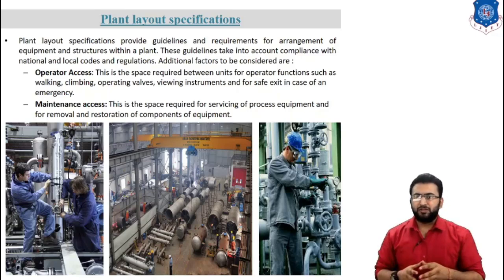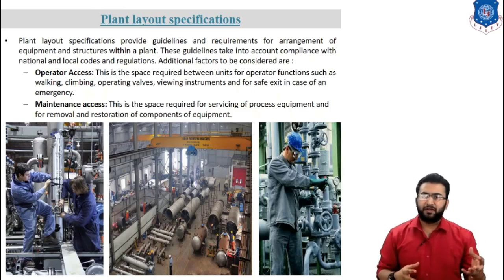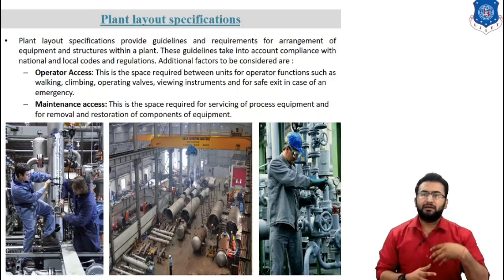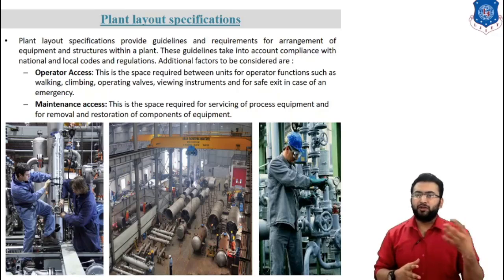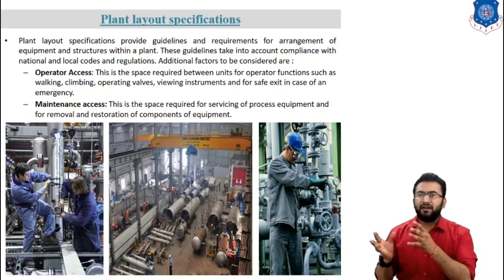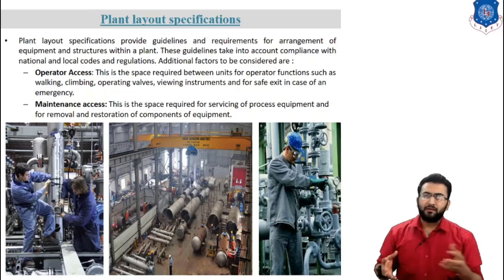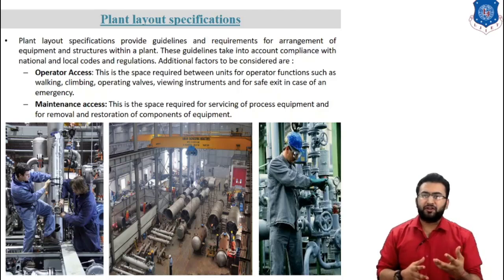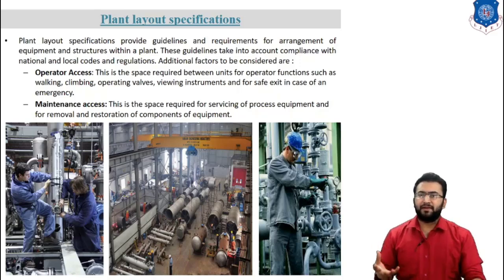The various terminology also used for plant layout, such as operational access. This is the space required between units for operation, for functions such as walking, climbing, operating valves, viewing instrumentation, and for safe exit in case of emergency. Then maintenance access is the space required for servicing process equipment and for removal and restoration of components of equipment.